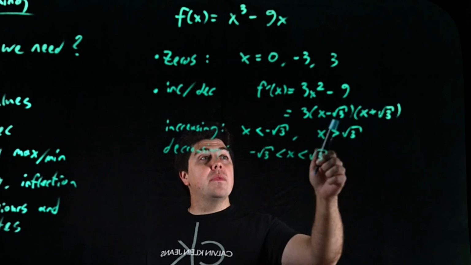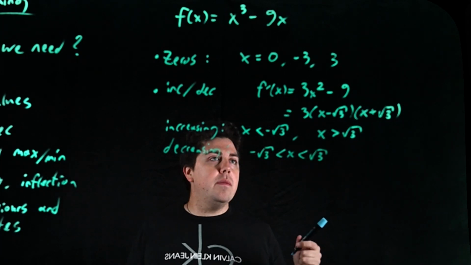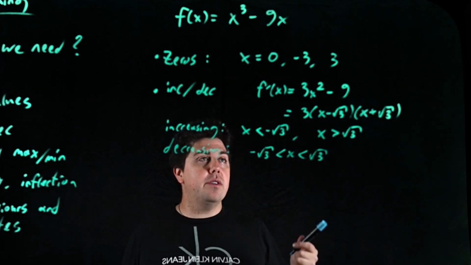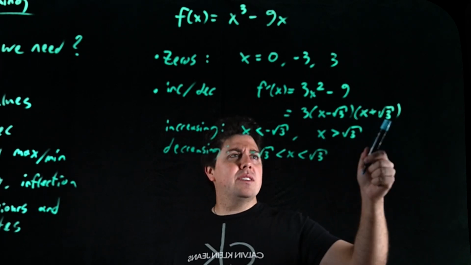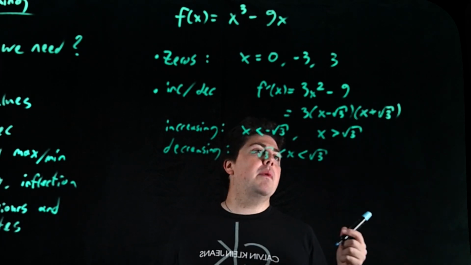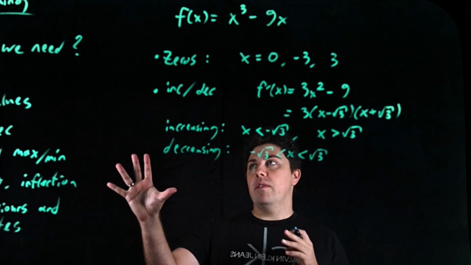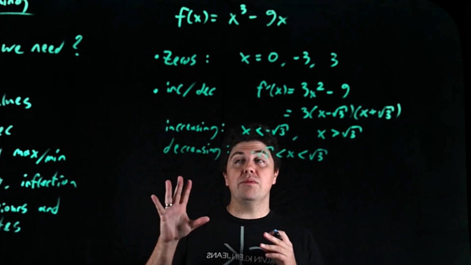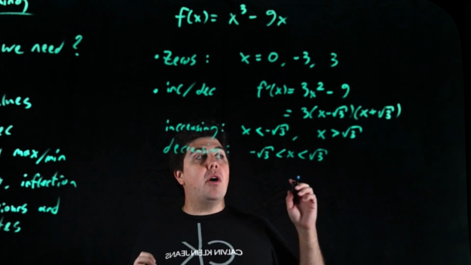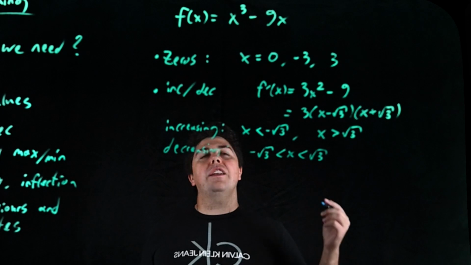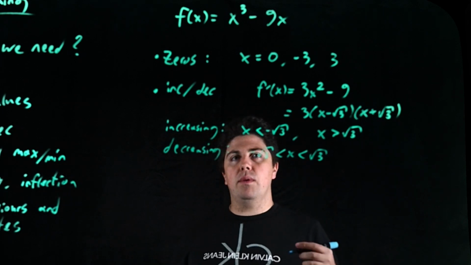Well, I know that this function here is a parabola, and it's an upward-facing parabola because the coefficient in front of x squared is positive, and I know that it has two zeros at root 3 and minus root 3. So this parabola has to be positive at values less than the left-hand root, positive at values greater than the right-hand root, and negative in the middle, which is exactly what I've written down here.